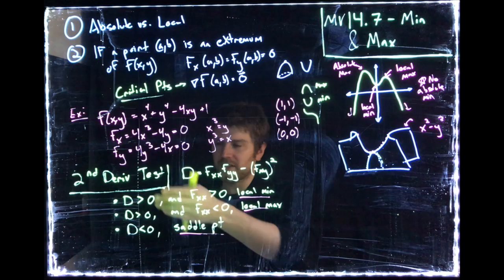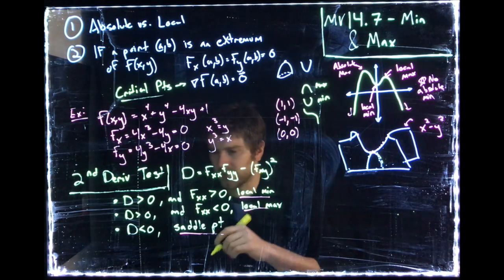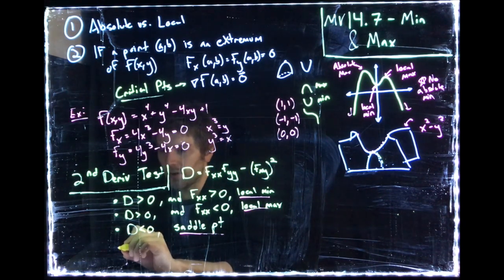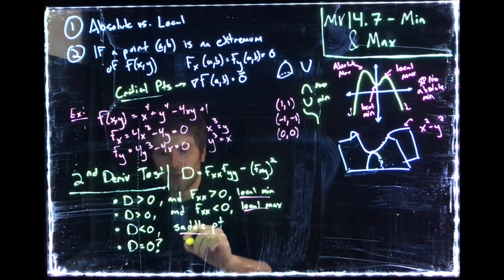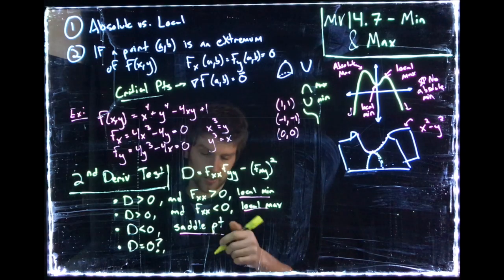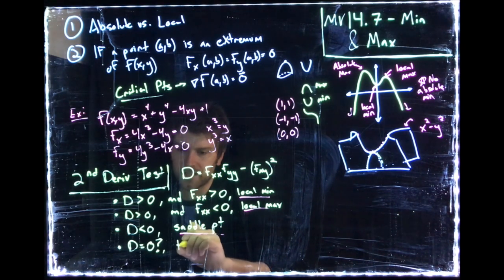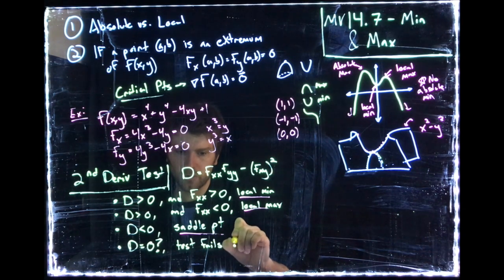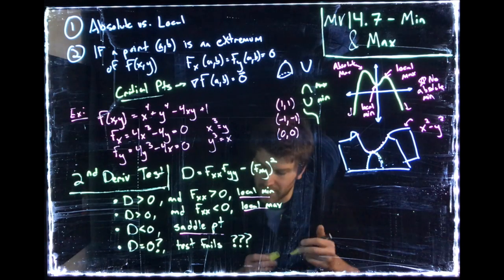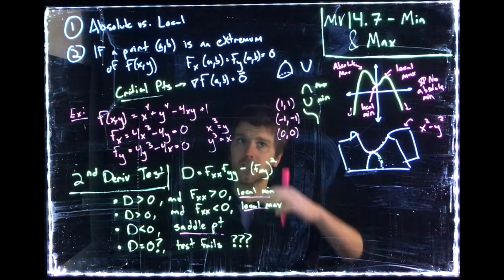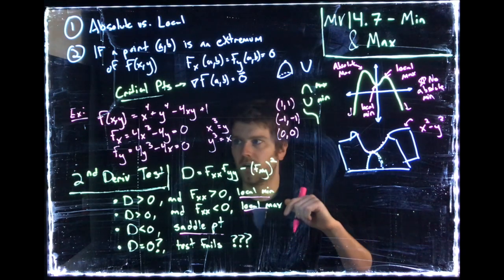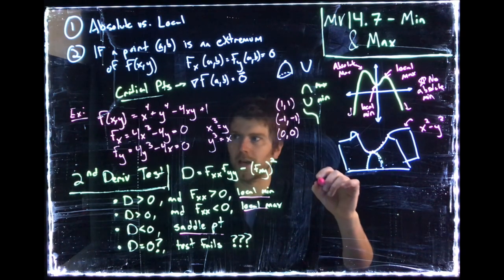Some of you may be looking at this and saying, okay, D greater than 0, D less than 0. What if D equals 0? If D equals 0, which doesn't happen very often, at least in our tests, the test fails. That is, we don't know whether it's a maximum or a minimum, and you're going to have to figure out some other way to do it. That doesn't come up very often. So let's go ahead and interrogate these three critical points for our function and see what we can get.